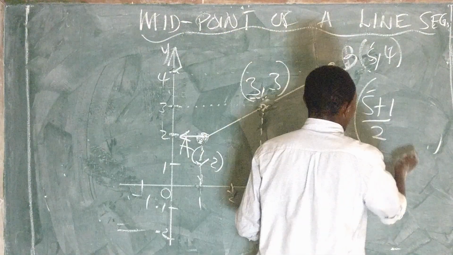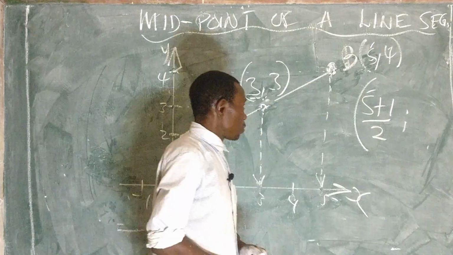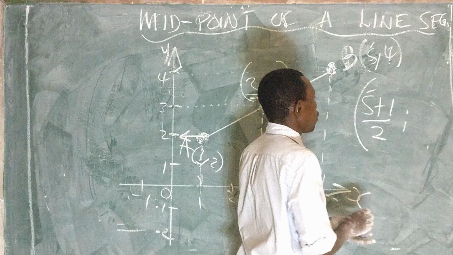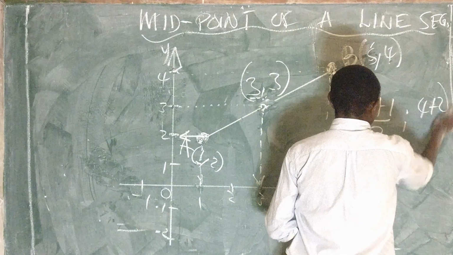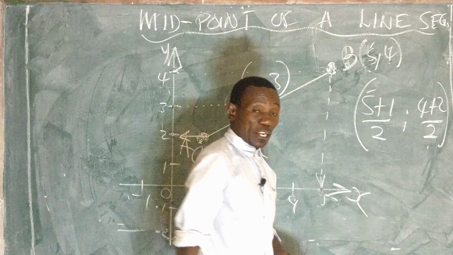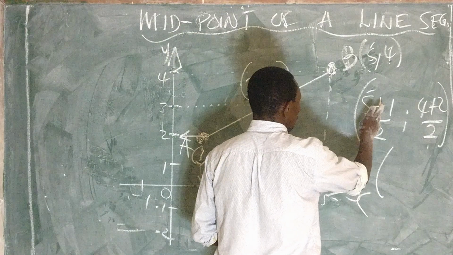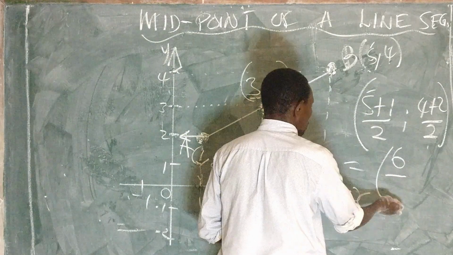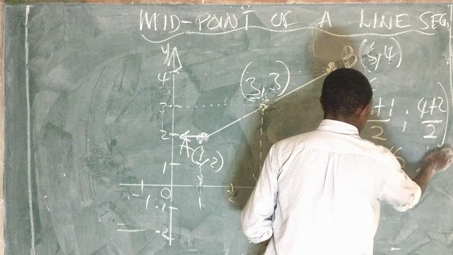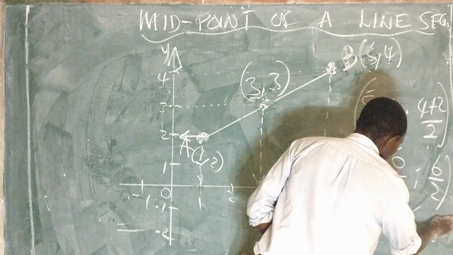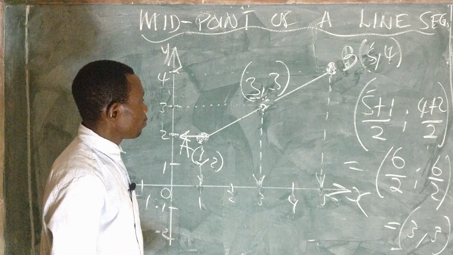And here again, to work out the value of the y coordinate, you can just sum up the value of y and the other value of y, which is 4 plus 2. Then that one should be halved, divided by 2. So what I have here is a summation of 5 and 1 giving me a 6, divided by 2, and here I also get a 6, divided by 2, and that I've got 3, 3. Right, you see that?